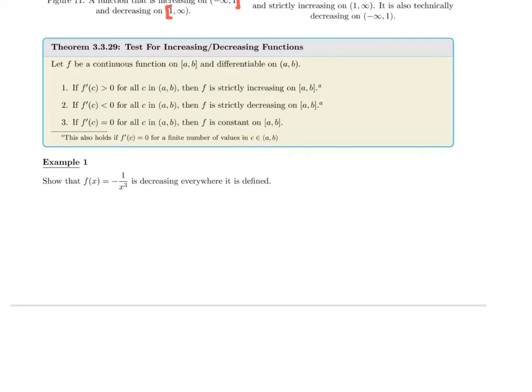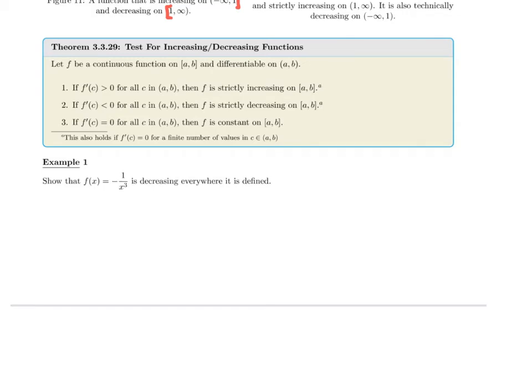Now we can see this little footnote. The little footnote said that this also holds if f prime of c is equal to 0, for a finite number of values of c in the interval a to b. So we allow the derivative to be 0 at maybe just one or two instantaneous values. I mean, it says finite, but we're not saying that the derivative is 0 over an interval. We're just saying at a finite number of points. So if your derivative is 0 just at one or 2 points in the interval, we're still going to consider that to be strictly increasing.